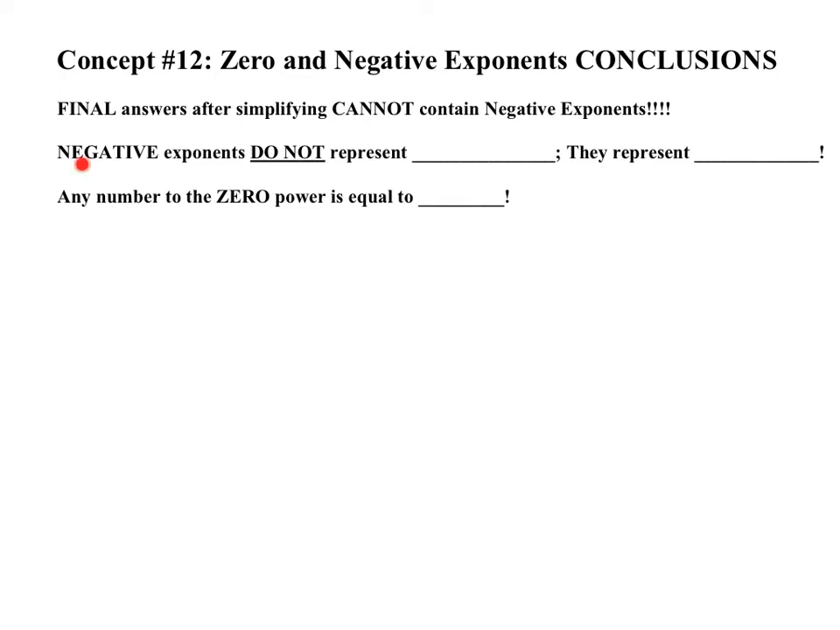The number one thing people think is that negative exponents represent negative numbers, and that's not true. So negative exponents do not represent negative numbers. They represent fractions. Alright? They don't represent negative numbers. They represent fractions. Okay? And then the other thing to keep in mind is any number to the 0 power is equal to 1.